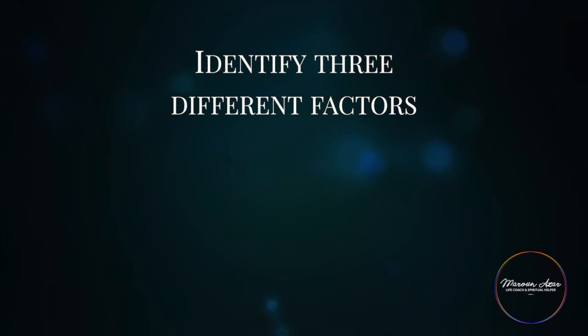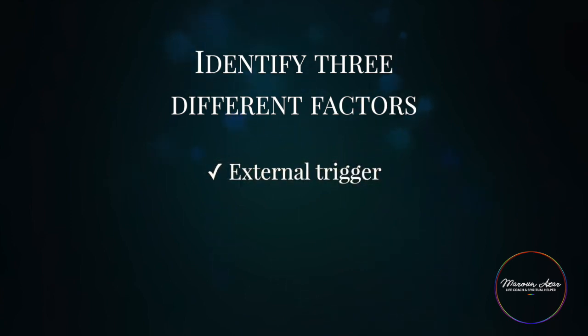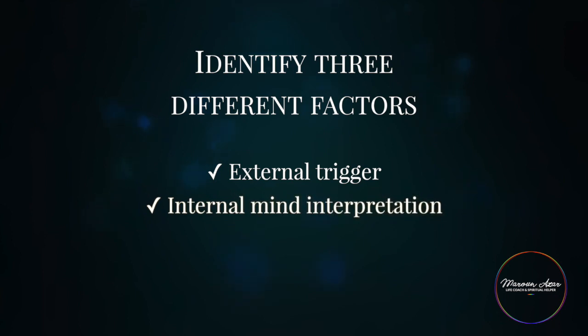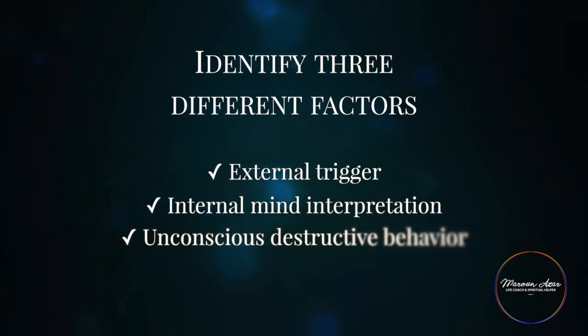So, once you detect anger within you, you need to identify 3 different factors to be able to reduce the intensity of the emotion itself. Factor number 1 is the external trigger, factor number 2 is the internal mind interpretation, and factor number 3 is the unconscious destructive behavior.